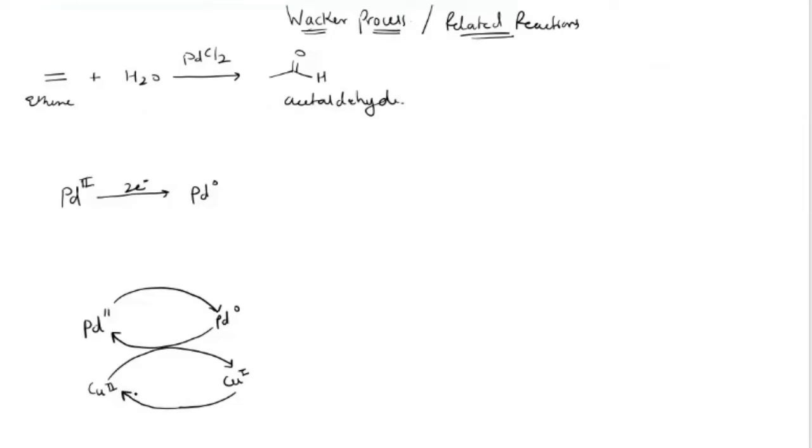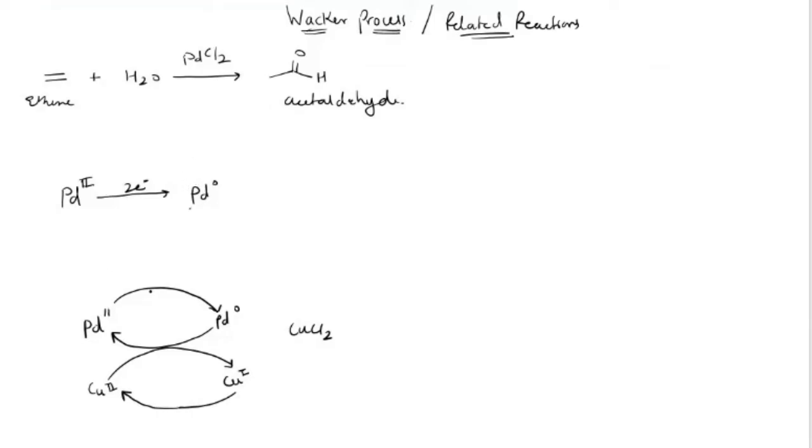So in this reaction you require copper chloride also, for the reaction or to continue the reaction. Otherwise that palladium will become non-reactive as it will become palladium 0. In this reaction you require palladium 2 for the reaction. This is your Wacker process.